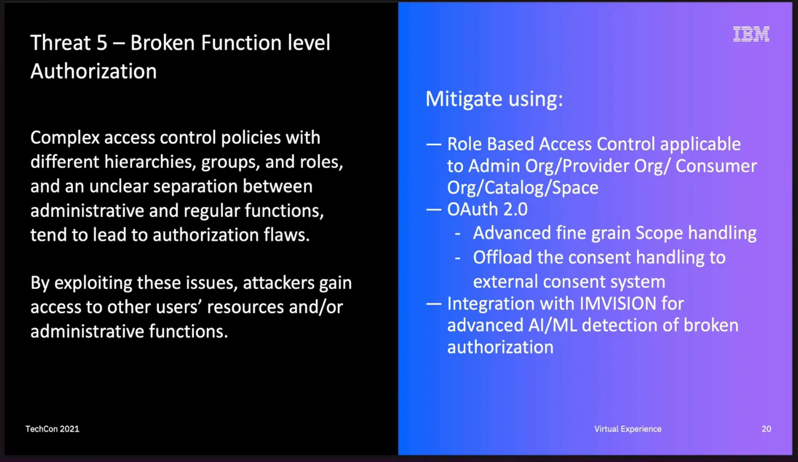How can you mitigate this threat in API Connect? API Connect supports role-based access control across all scopes for granular control. API Connect supports the hierarchical organization structure and allows defining subadmins for fine-grained access control across all scopes. In API Connect, an org can contain one or more catalogs, and a catalog can contain one or more spaces.